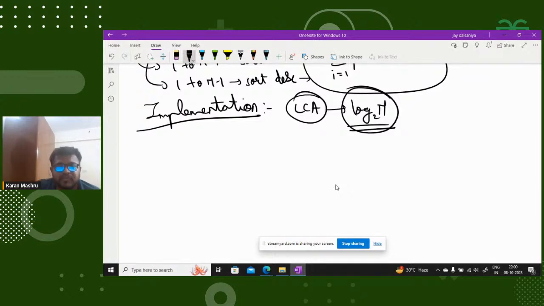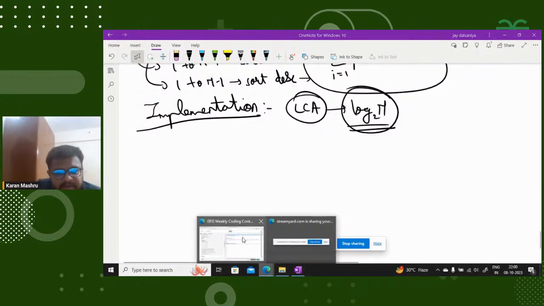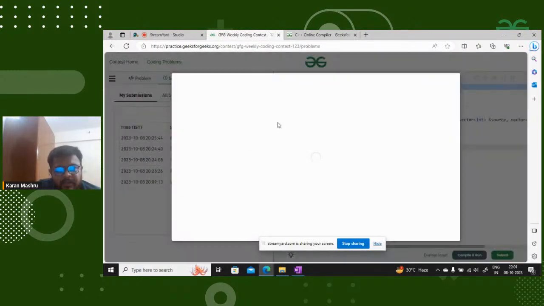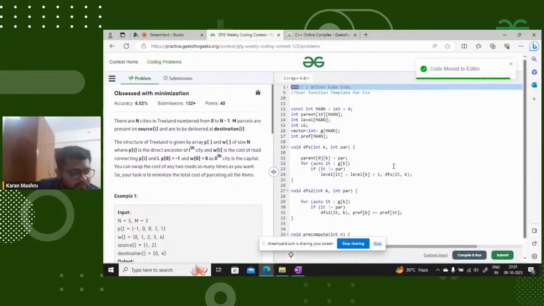So first of all, let us also go with the implementation side by side, because what will happen is we will break it into multiple parts. So it will be clearer. Binary lifting, yes.